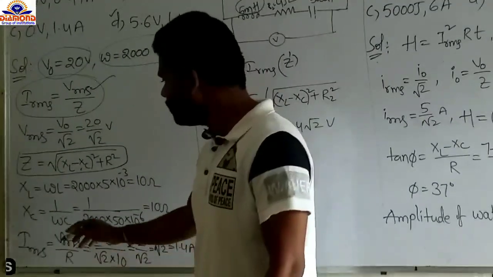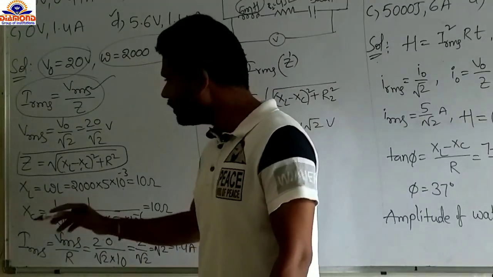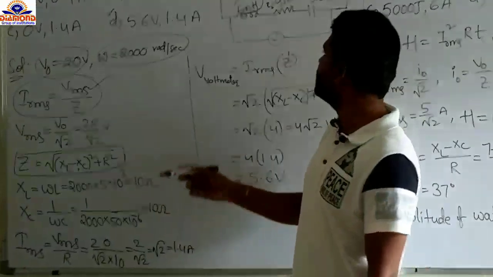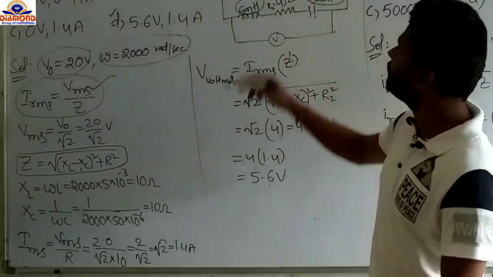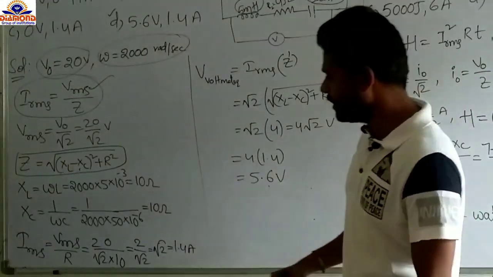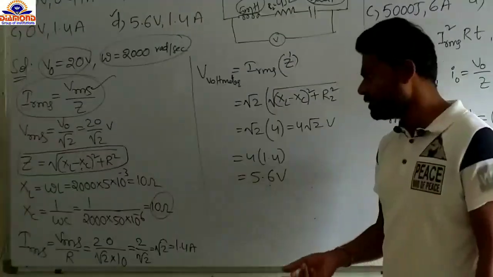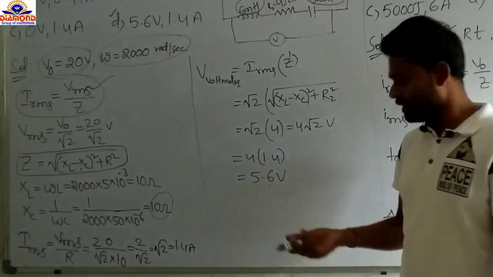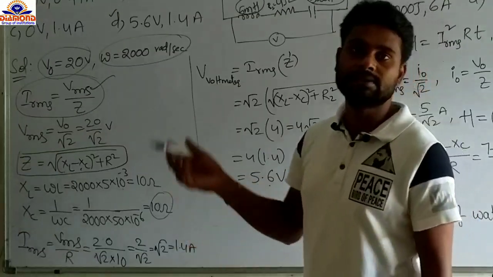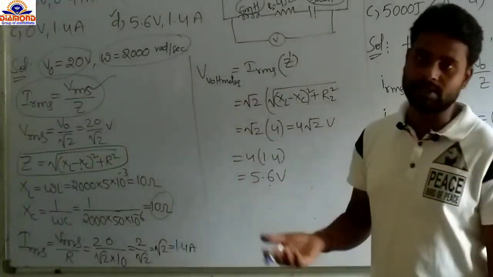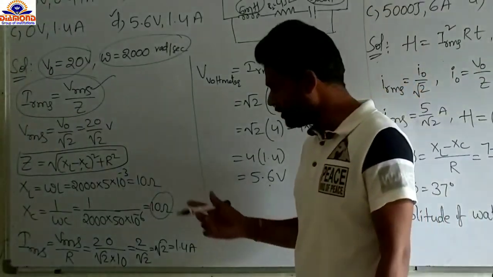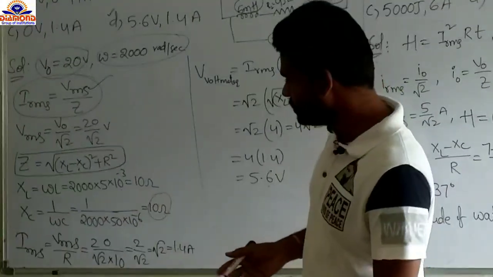XC we have to find, which is 1 by omega C. The omega value is 2000, already we know. The C value is 50 microfarads. 50 into micro means 10 power minus 6. Substituting, we will get 10 ohm. That means here the capacitive reactance and inductive reactance both are the same. XL equal to XC, then we can say that the circuit is in resonance. Remember that point also: if XL and XC both are the same, then the circuit is in resonance.